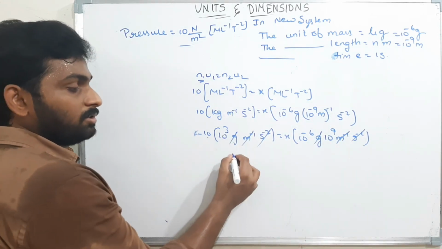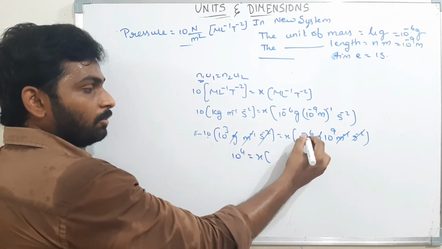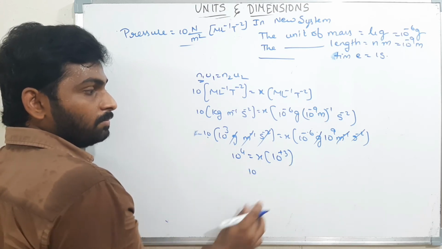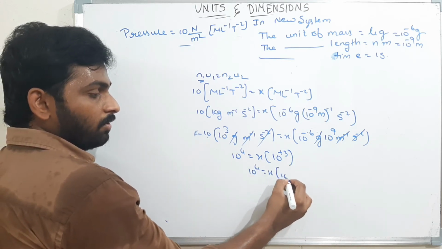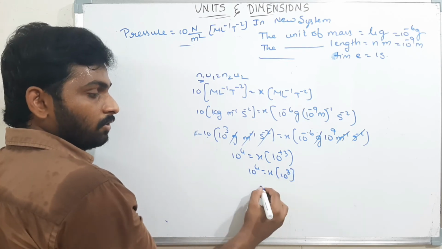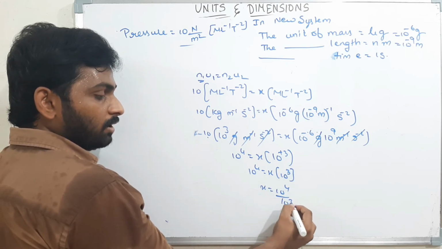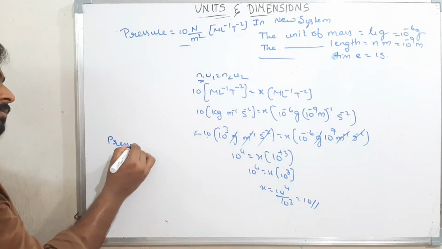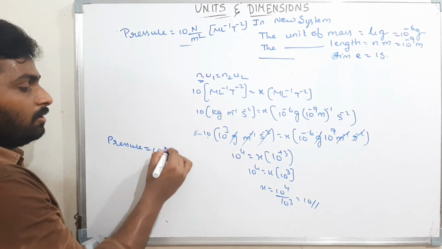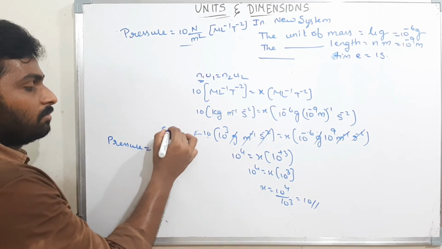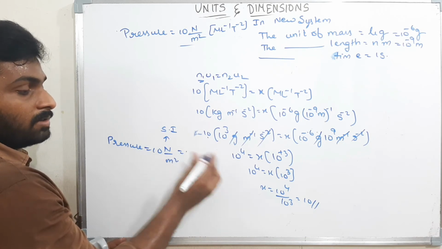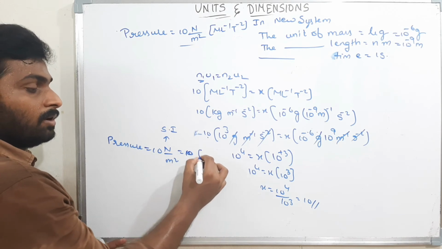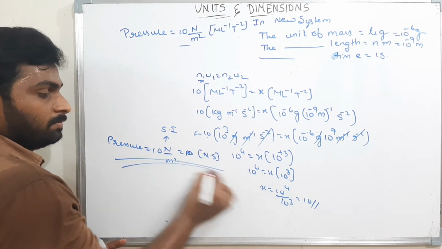What is the answer? 10 into 10 power 3 is 10 power 4, is equal to x into 10 power minus 6 into 10 power plus 6, which is 10 power plus 3. Therefore, 10 power 4 is equal to x into 10 power 3. Therefore, x is equal to 10 power 4 by 10 power 3, that is nothing but 10. Therefore, what is the unit? Pressure is equal to 10 Newton per meter square in SI system, and the x value is also 10. 10 unit in new system.